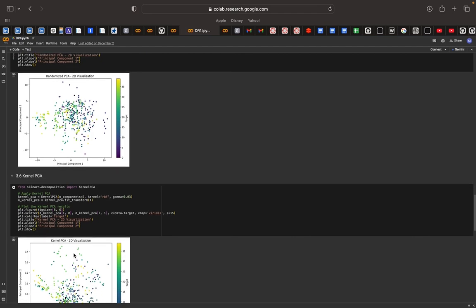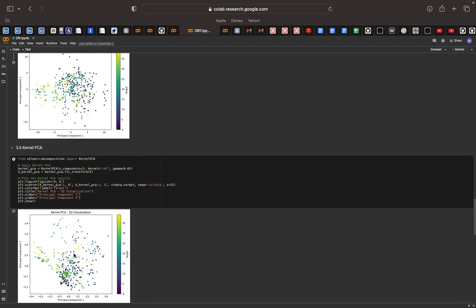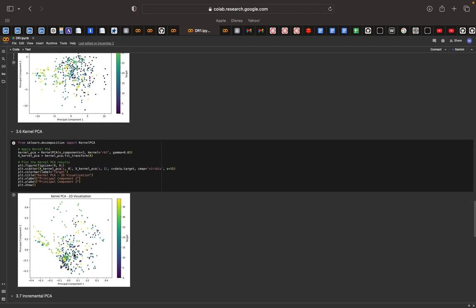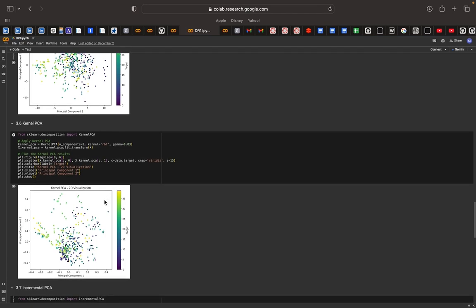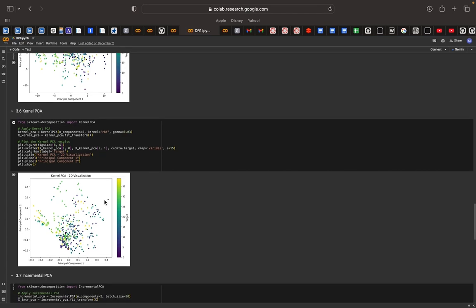And then we have kernel PCA. Kernel PCA extends PCA to handle nonlinear relationships by applying a kernel function, which allows us to capture complex patterns in the data. The plot here visualizes the embeddings produced by kernel PCA.